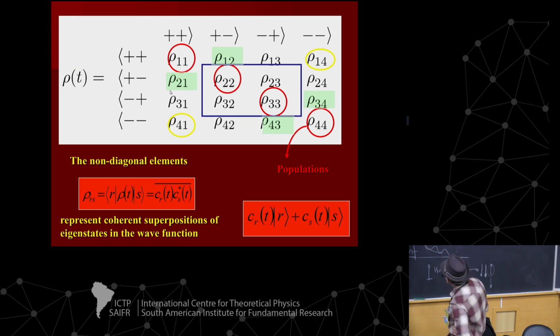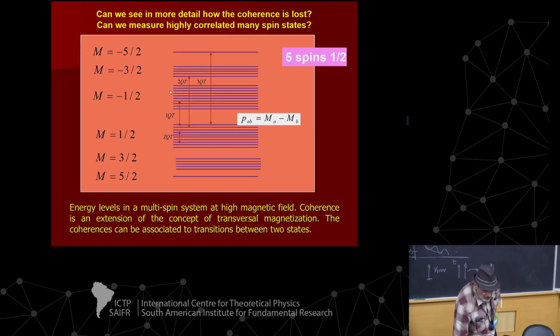How do you do that? Essentially, these are what you call the multiple quantum coherencies. So I have the whole Hilbert space, and I divide it.